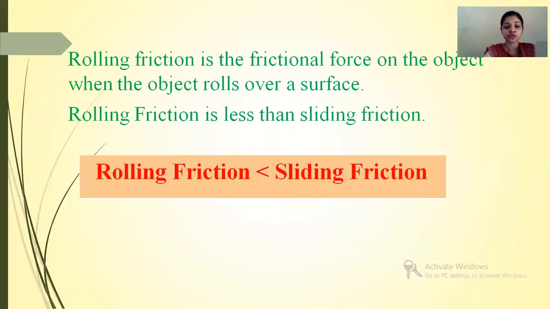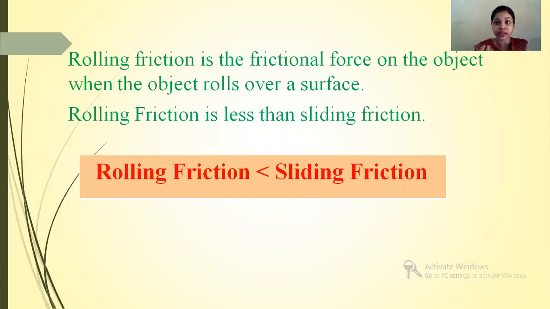Now, what is rolling friction? Rolling friction is the frictional force on an object when the object rolls over a surface. How is rolling possible? If there is some cylindrical surface under the object, then rolling is possible on that surface. And the rolling friction is always less than the sliding friction. Why? Because it is easy to move an object which has cylindrical wheels or rolls.